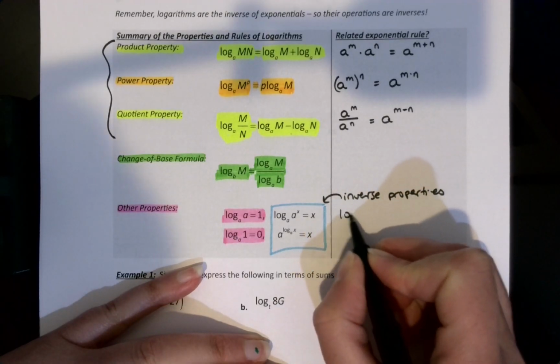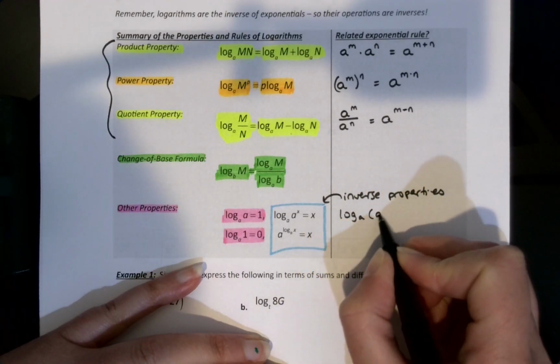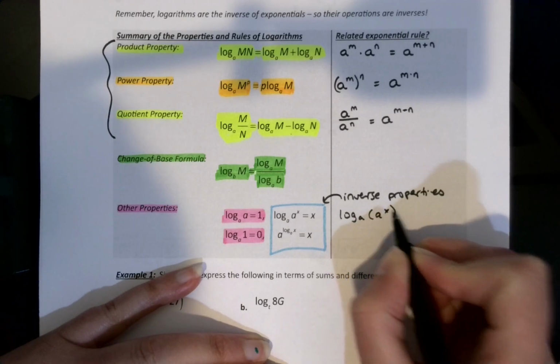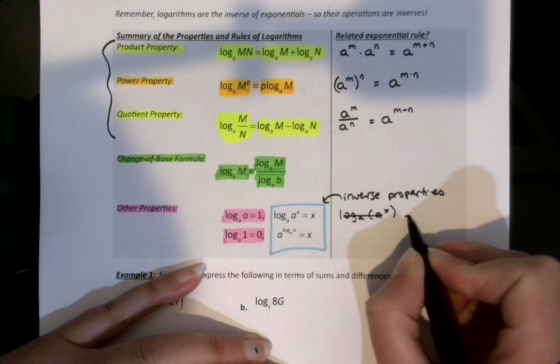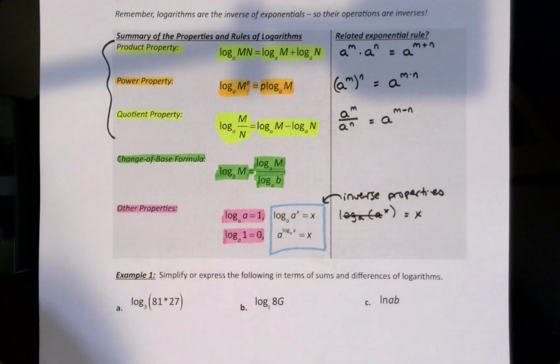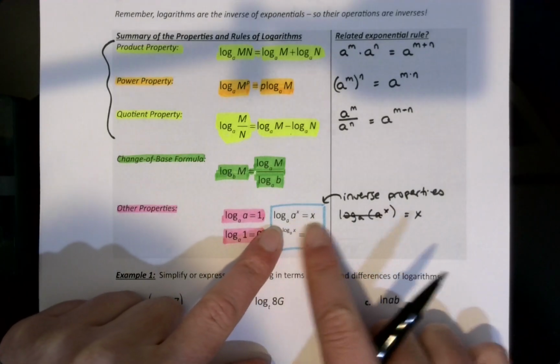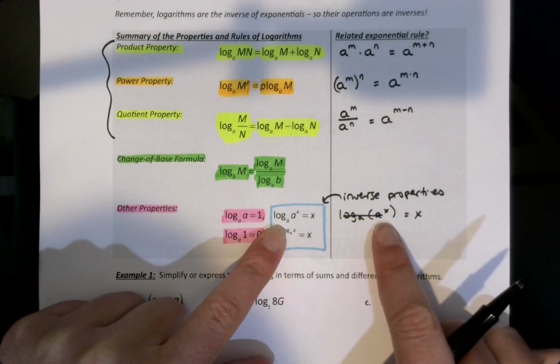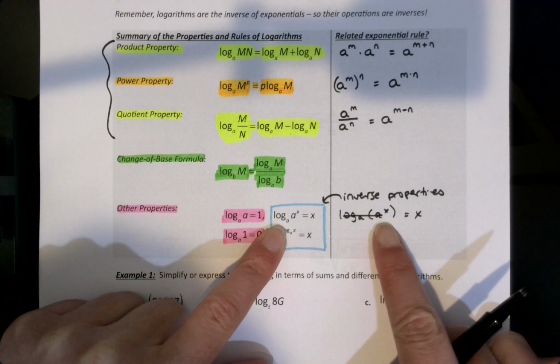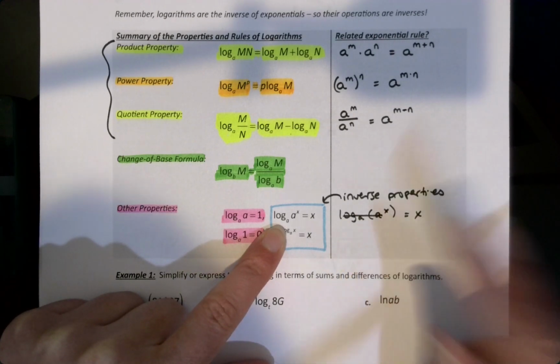We know that when I have log base a of a to the x, these are going to undo each other, and it's going to give us just the x back. I also could think about this in another way, in case that inverse property is one that didn't come as naturally to you.